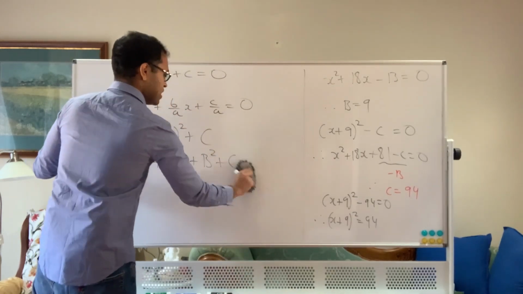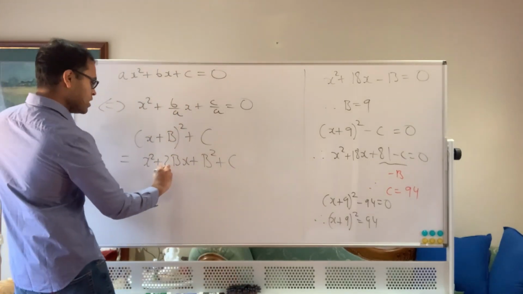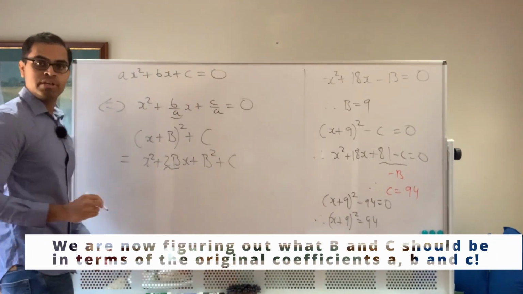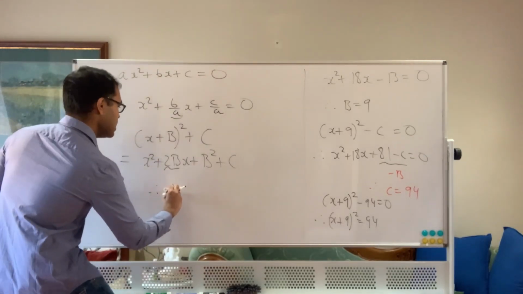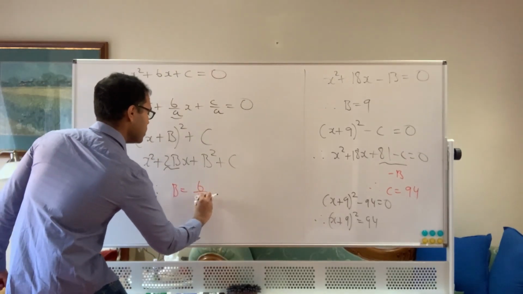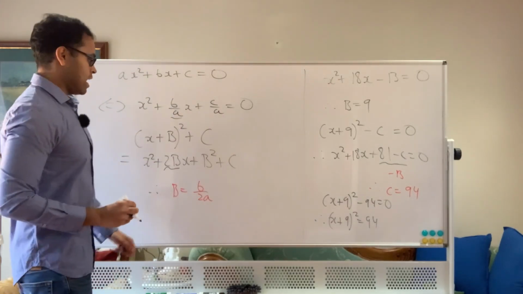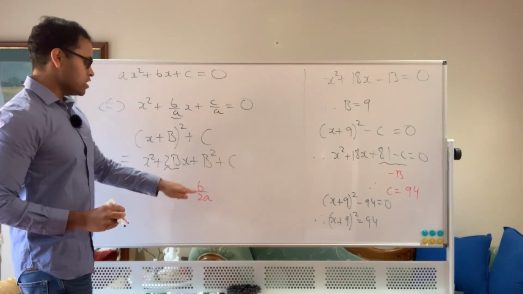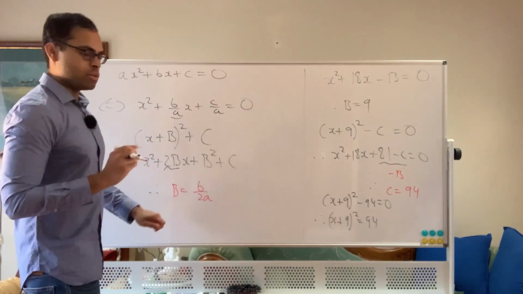And here I'm going to remove the equals 0 for now. What we can do is we want the 2 times big B to match up with the b over a, which is easy enough. That's going to tell us that big B is going to equal b over 2a. And similarly, we want the B squared plus C to match up with c over a. So now we know that big B is b over 2a, we can work out what big C should be to complete the square.